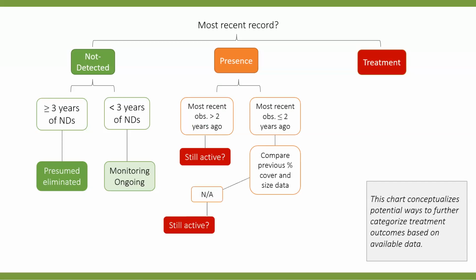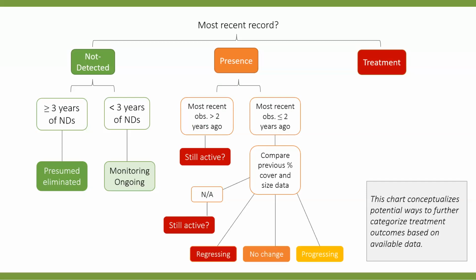If it's not available, then we'll want to check in with that data entry person again, or with that organization and say, do we know anything about how the size is changing? And if it is available, we can start to break it into these more nuanced categories. It's moving away from the goal, it's the same as last year, or it's moving towards the goal. And then lastly, as I mentioned before, if the most recent record is just a treatment, then we don't actually know anything about what happened there. Again, we would flag that as needs follow-up.